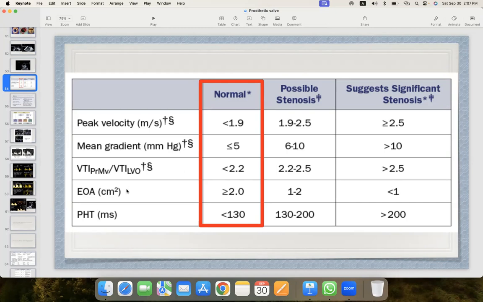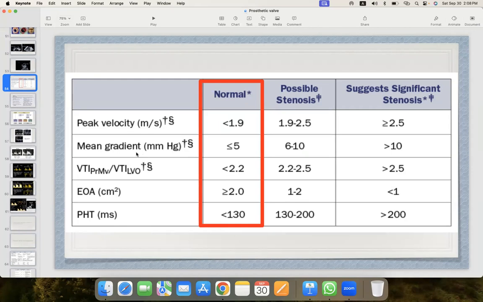Also, you can calculate the effective orifice area from the LVOT stroke volume. You calculate the LVOT stroke volume or the RVOT stroke volume and divide it by the prosthetic valve VTI, and you will get the effective orifice area. Pressure half time should be less than 130. Some references will tell you it should be less than even 100 to say that it's normal. You need to remember that, as I mentioned, both mitral regurgitation and mitral stenosis of the prosthetic valve can give you high velocity, a high ratio, and sometimes even a high gradient.